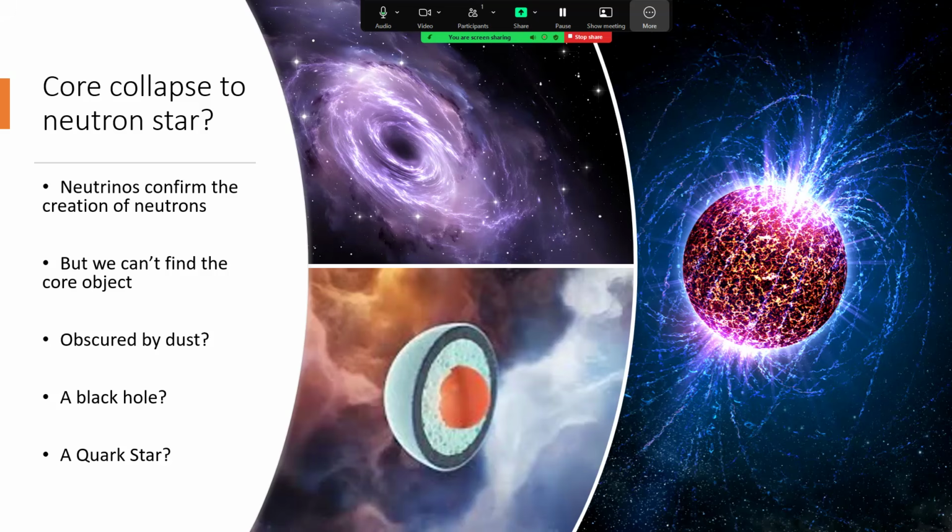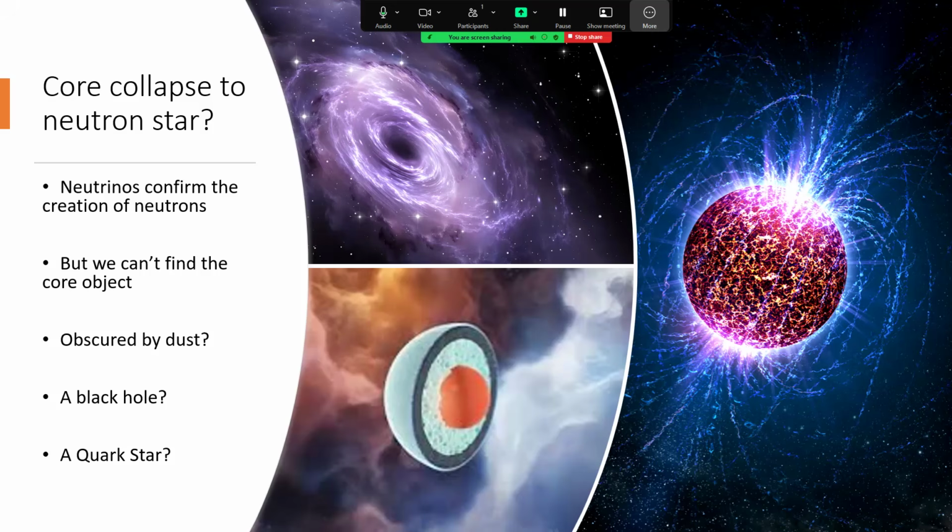But it's also possible that the collapse formed a neutron star and then more material fell back onto the neutron star, pushing it over the 2.2 solar mass Tolman-Oppenheimer-Volkov limit and causing it to collapse down to a black hole. Or it could have formed a black hole directly, because 20 solar masses is pretty big and it's getting towards the point where that might be able to happen.